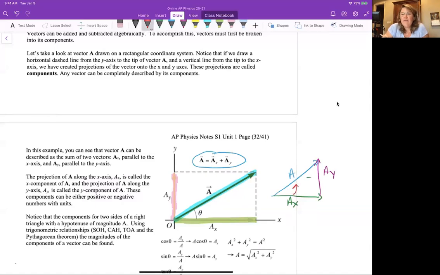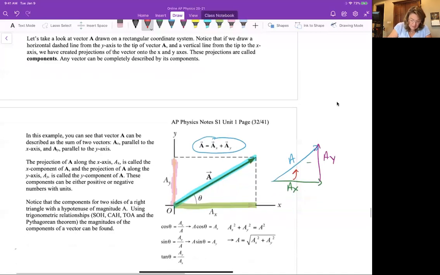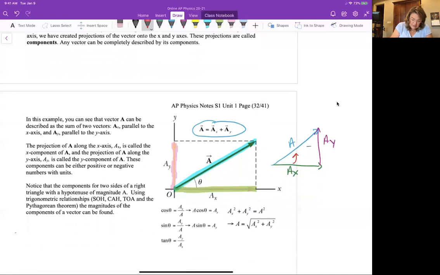Okay, so every vector has a component in the x and y direction. It can be 0, by the way, and we'll have a couple that look like that in just a minute. So we can see now the projection of A along the x-axis is A sub x, or its x component. The projection along the y-axis is its y component. Okay, now here's a very important statement. It can be either a positive or negative number with units.